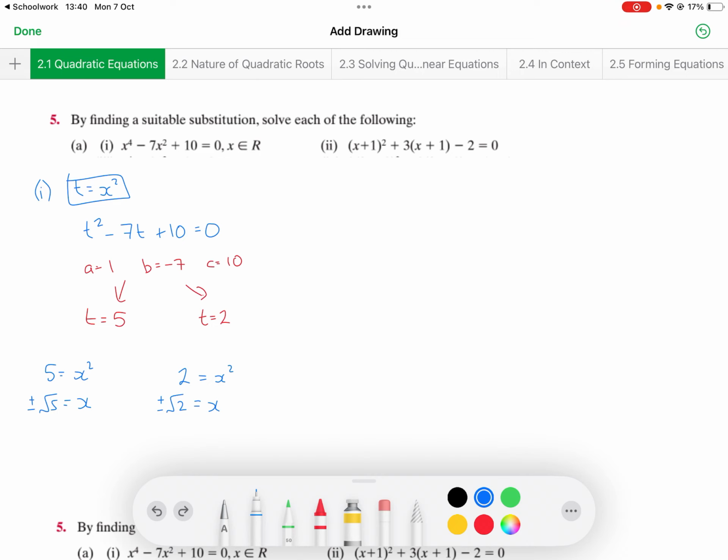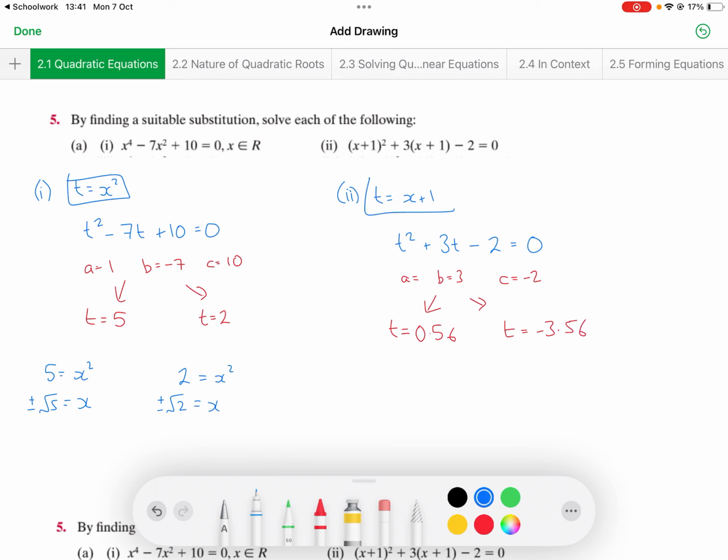For the second one, if I say, okay, I want to let t equal this, whatever this bracket is. You could multiply it out, but I'm going to say that t is equal to x plus 1. So that means my question is t squared plus 3t minus 2 equals 0. Again, my a is 1, my b is 3, and my c is minus 2. I'm going to use the minus b formula, and I get that t, you can use any letter, I'm just using t for these, is equal to 0.56, just rounded to 2 decimal places, and t equals minus 3.56.